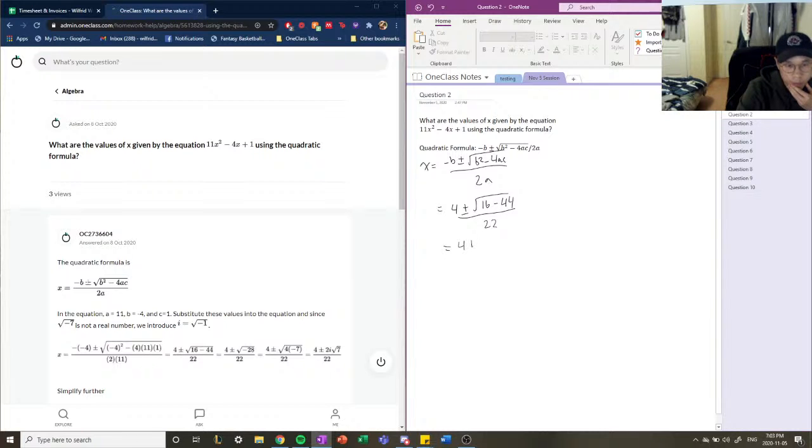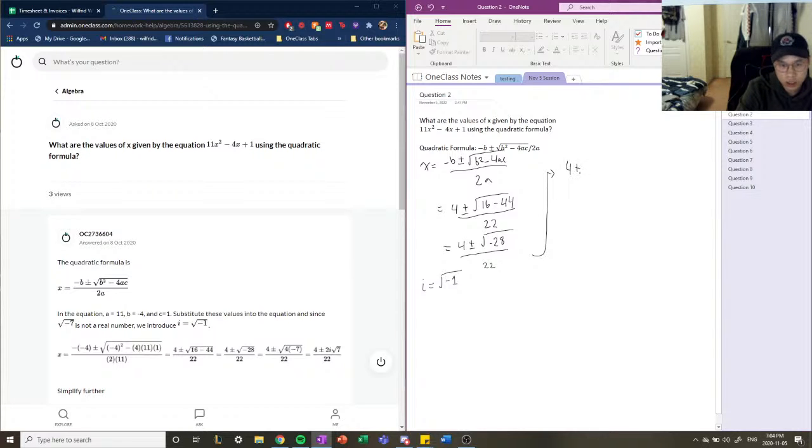So we have 4 plus or minus the square root of negative 28. At this point, we kind of want to stop because there's a rule for square roots that you can't take the square root of a negative number. That just doesn't make sense. So mathematicians came up with a rule where they introduced a new number called i, the imaginary number, and i is equivalent to the square root of negative 1. So now we can bypass having an invalid solution by using i.